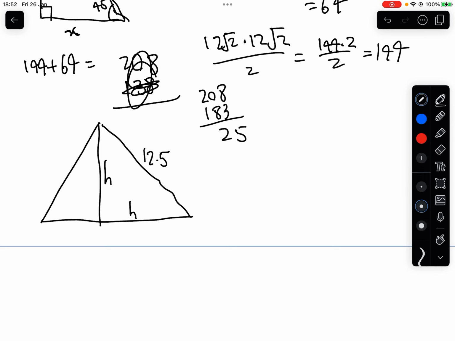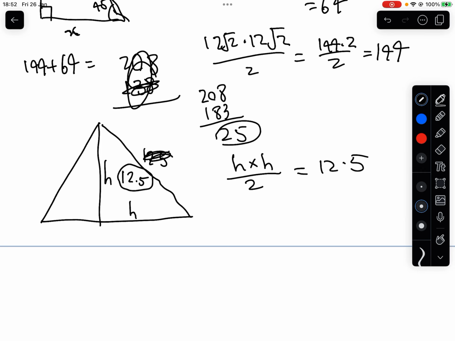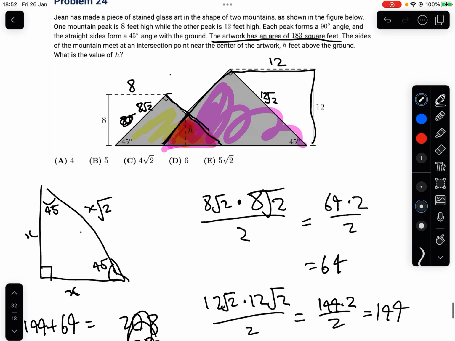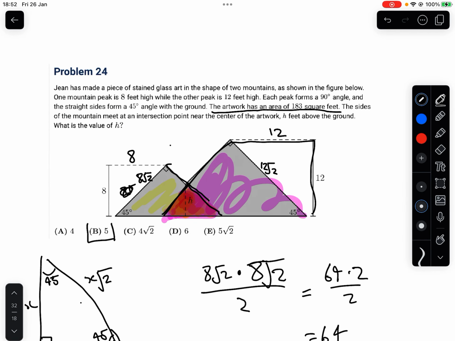The area of this is actually just going to be 25, right? So all you need to do is h times h over 2 equals 12.5, because 12.5 is the area of half of it. The area of the whole thing is 25, so half of it is 12.5. So we just calculate the area of this. h squared over 2 equals 12.5. So h squared equals 25. That means h equals 5. So our answer is choice B.